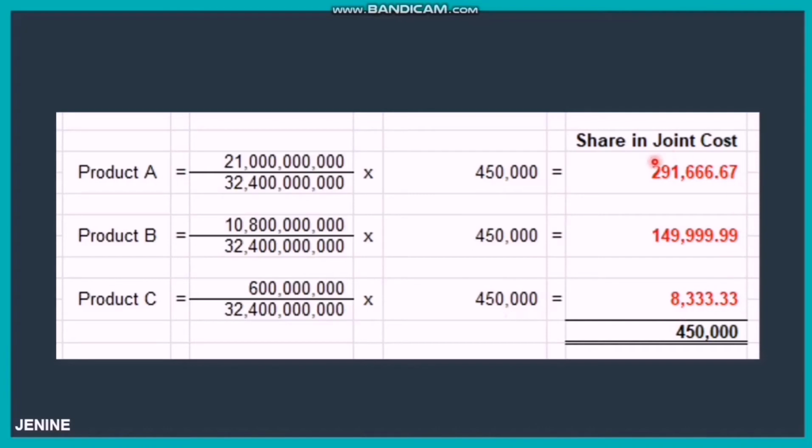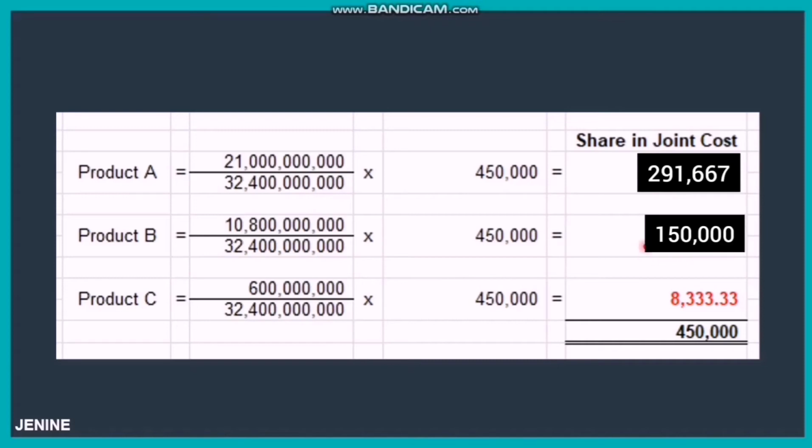So, pwede nyo na siyang i-round off. So, pwede siyang maging 291,667 pesos or 150,000. And ito, pwede siyang maging 8,333.